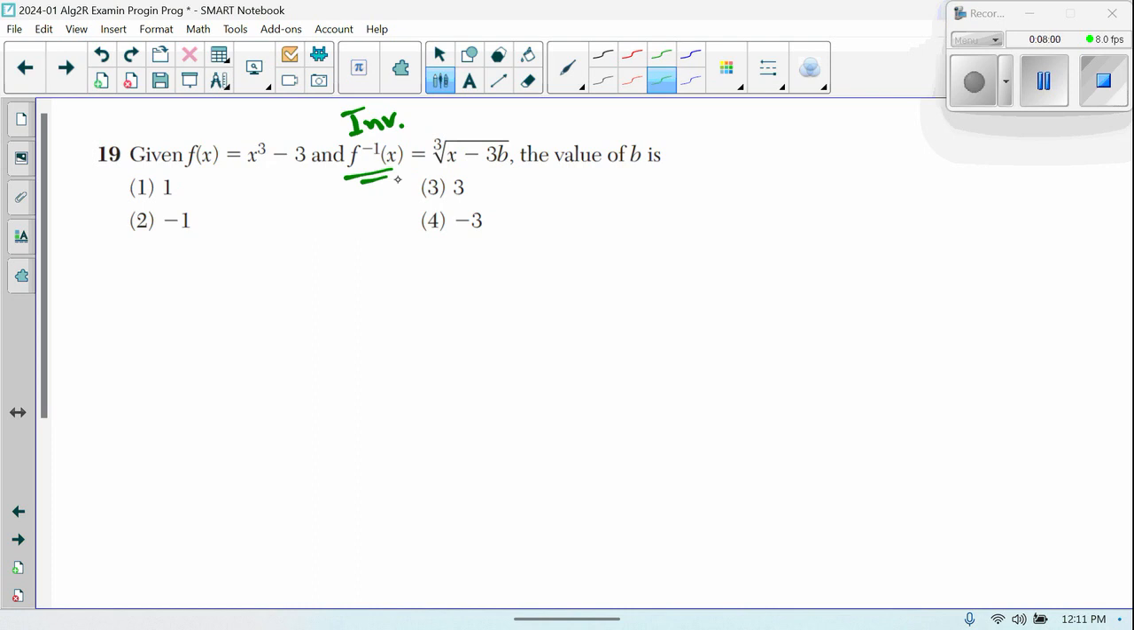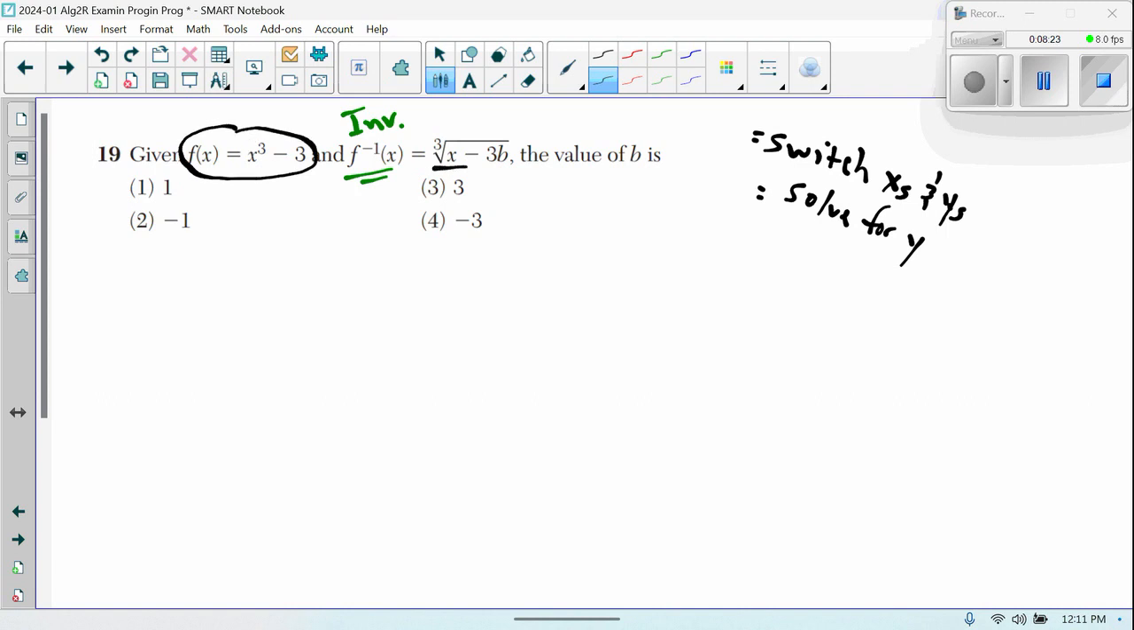All right. In order to find the inverse of something, I need to switch all my x's to y's and vice versa. So switch x's and y's. And then I just solve for y again, wherever your new y ends up. So I'm going to take a look at this and find out what the inverse is, and then I'm going to compare it to what they gave me. So you might be saying, Visca, I don't even see a y. Remember, f of x is y.